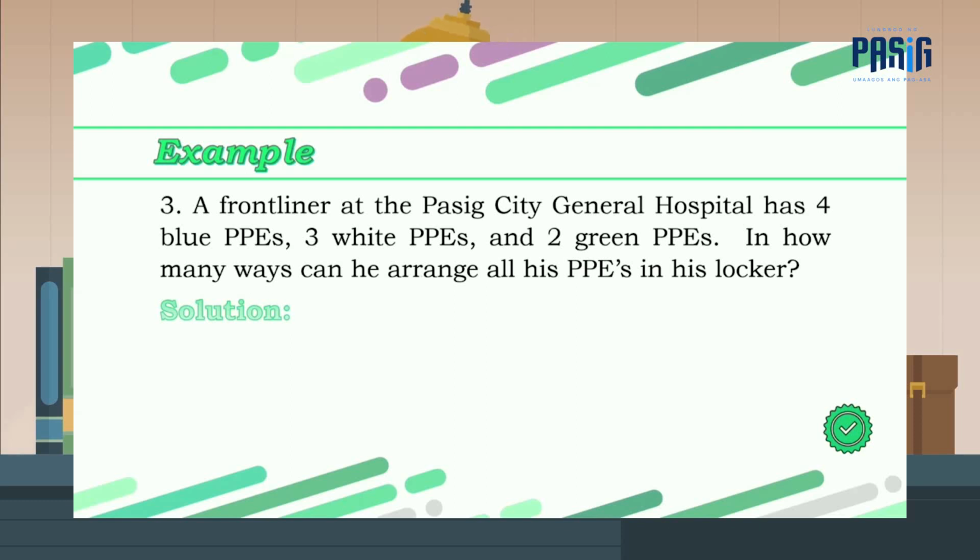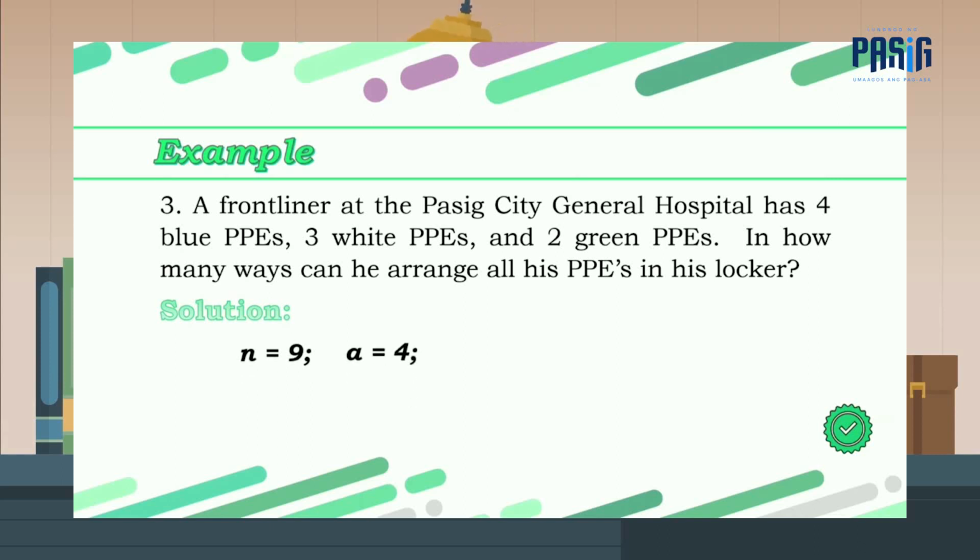Next, let's proceed to the number 3. A frontliner at the Pasig City General Hospital has 4 blue PPEs, 3 white PPEs, and 2 green PPEs. In how many ways can he arrange all his PPEs in his locker? So we have 4 plus 3 plus 2, therefore our N is 9.